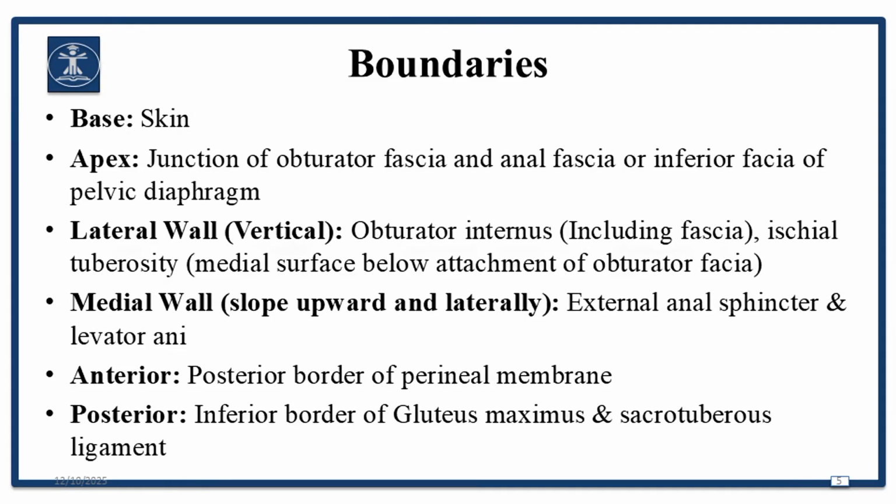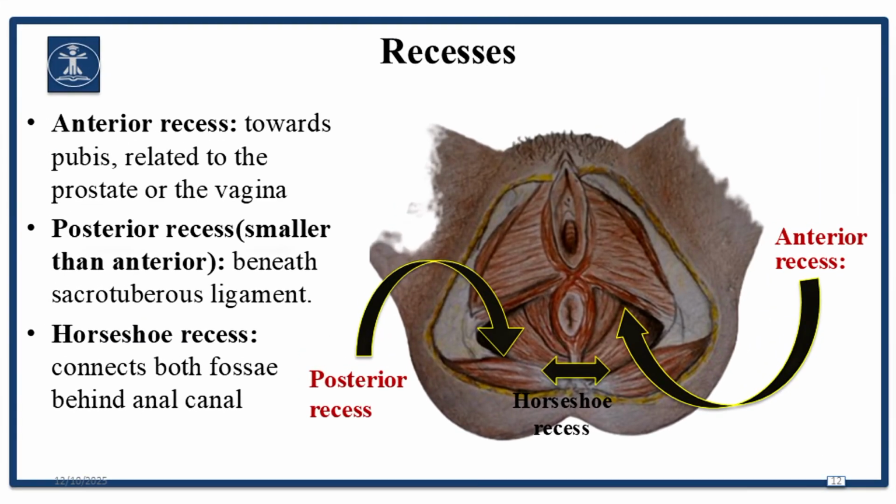This is the summary of all the boundaries, so you can take a proper look at this and memorize them, study them properly. They are important. Now, let's talk about the recesses. Generally, a recess denotes a kind of space, or rather a pocket, an area that is hidden at a certain place in the body.